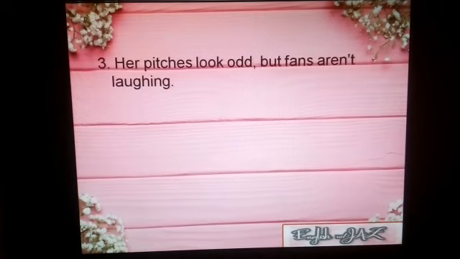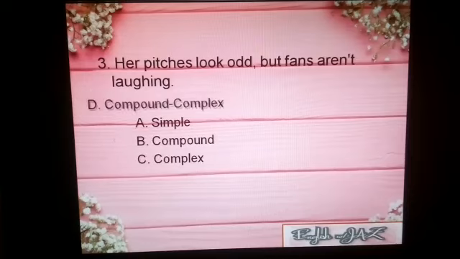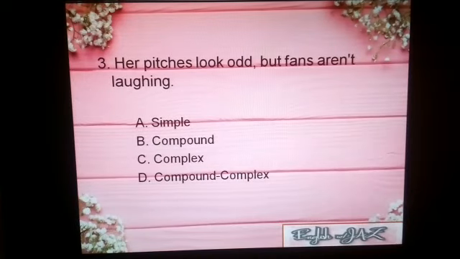Let us have number 3. Her peaches look odd, but fans aren't laughing. So what's this? Simple, compound, complex, or compound complex? Let's look at our sentence. We have our coordinating conjunction, but. And we have two independent clauses: her peaches look odd and fans aren't laughing, which makes this an example of a compound sentence.